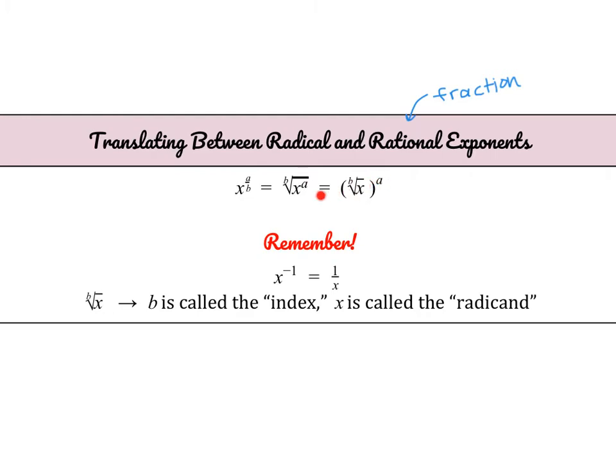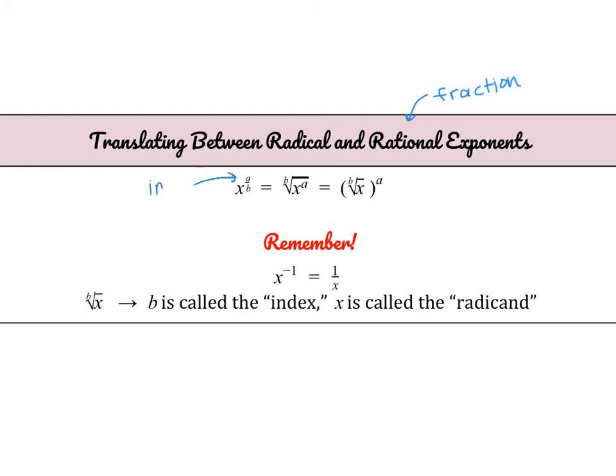Now we can also go backwards. If we start with a radical expression, we can rewrite it to have this rational exponent. Notice what used to be the exponent of our radicand, which is the inside of our root, now is the numerator, and the index is the denominator.